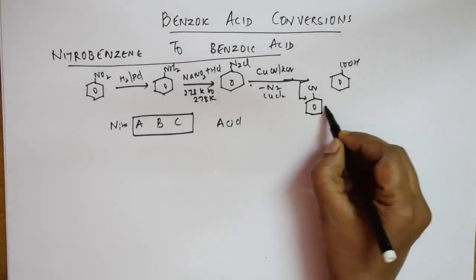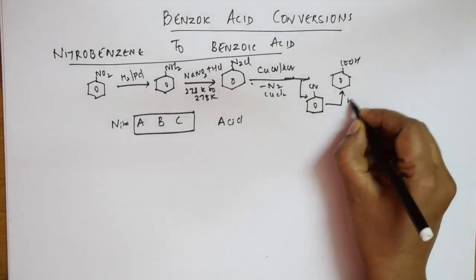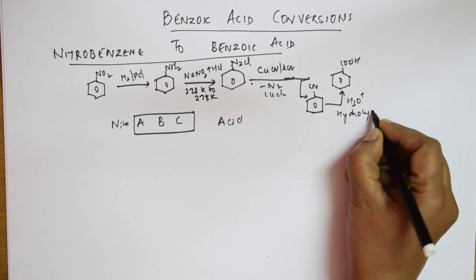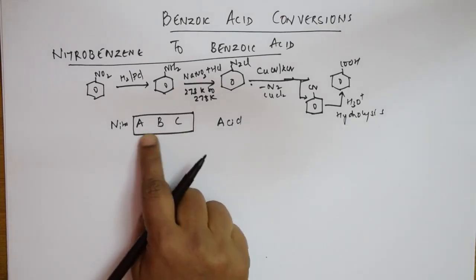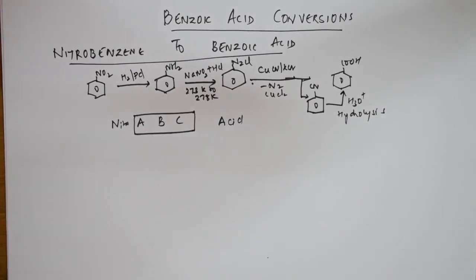To this CN group, now what do you do? You're going to do hydrolysis with H3O plus. In the presence of acidic medium, H3O plus, you'll be doing hydrolysis. That's it. So remember, whenever they give you nitro here and acid here, the steps to be followed are ABC. This is your sequence.